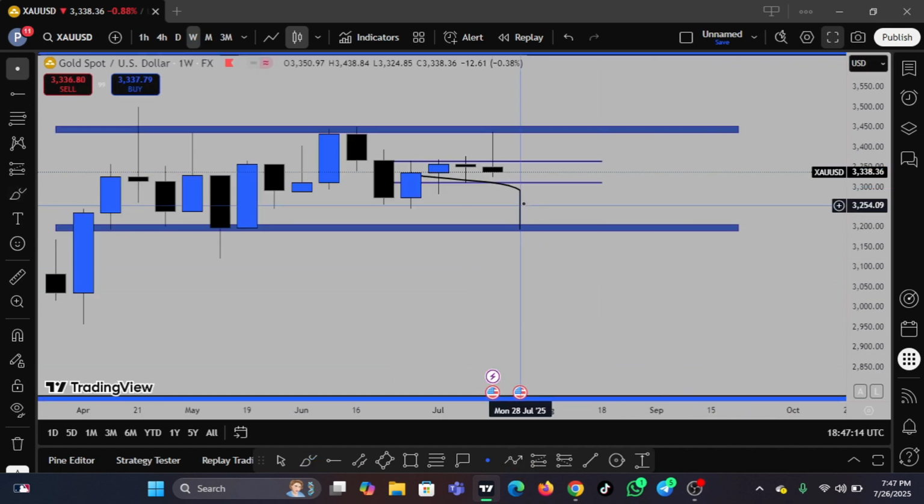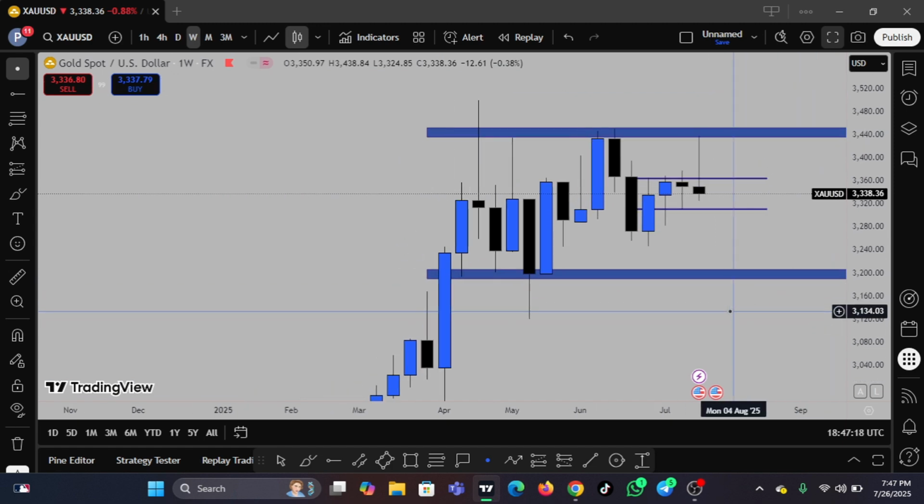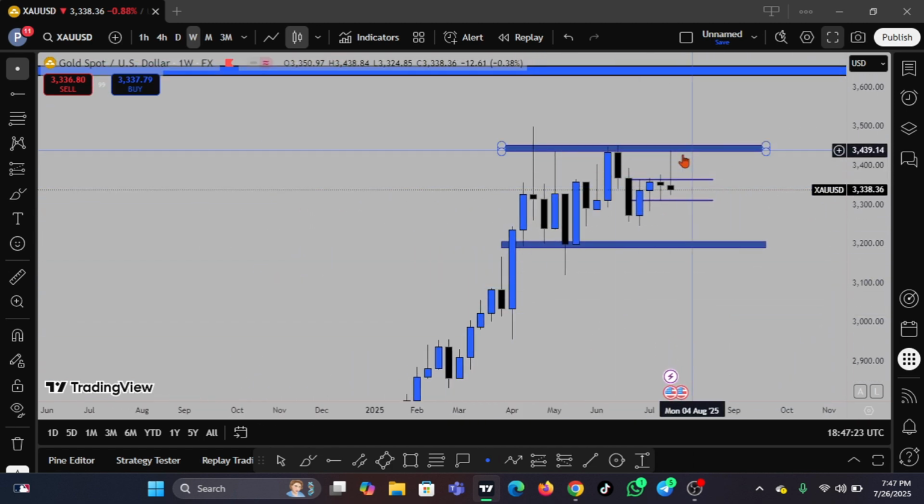Let's go. So yes, this is a range. This is a range on the weekly chart, but this kind of range is huge, so we can trade between this range. So I'm expecting gold to drop lower.